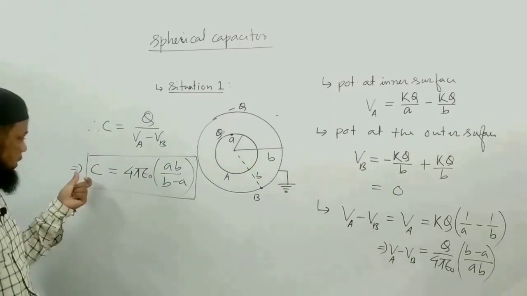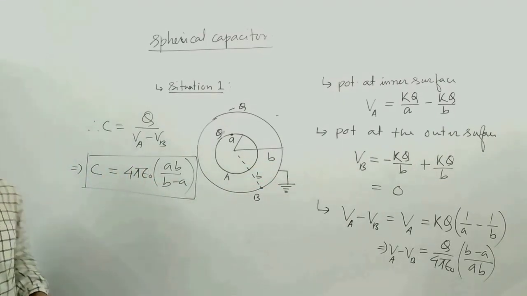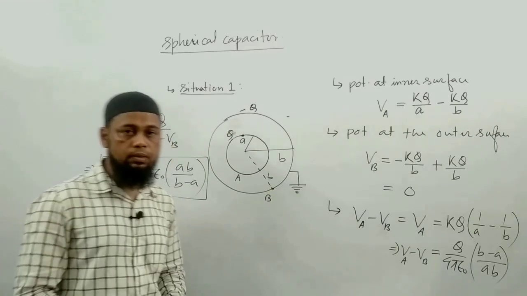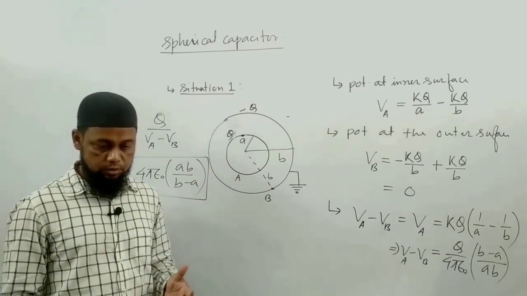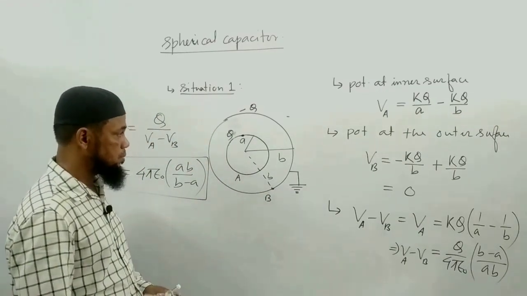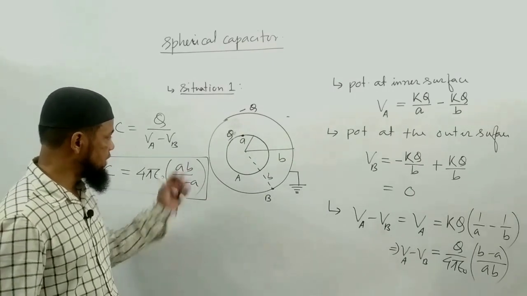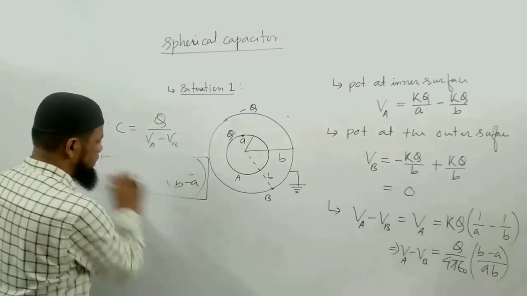Two spheres, when the outer sphere is grounded, this will be the capacitance. Let me show you one more method to find capacitance using the concept of electric field.